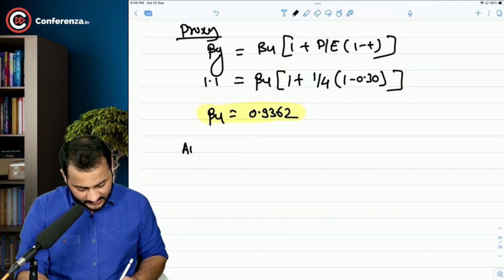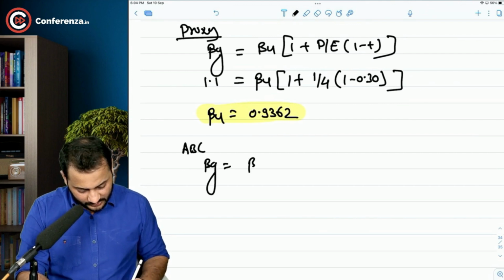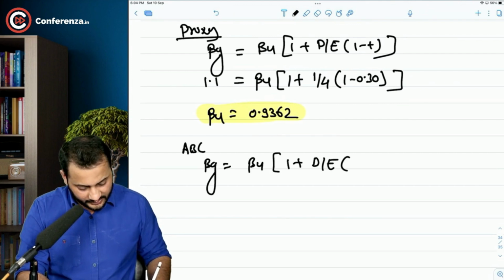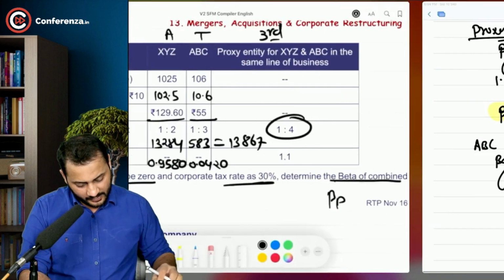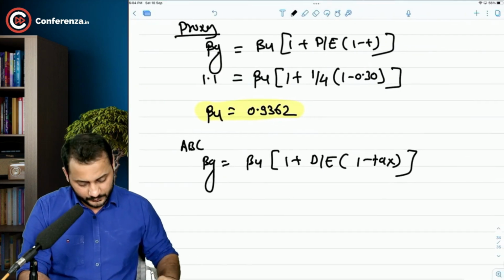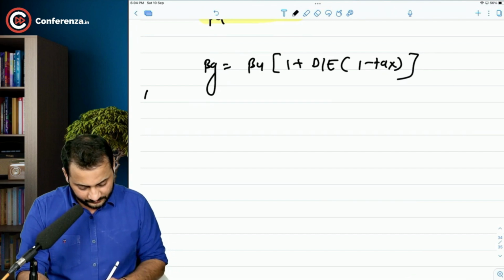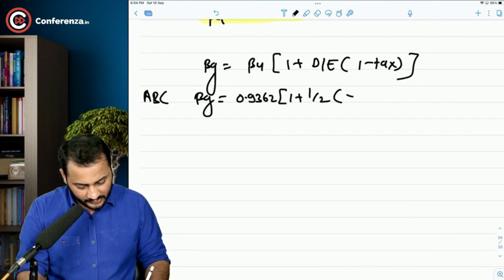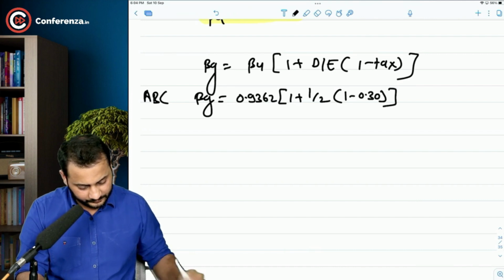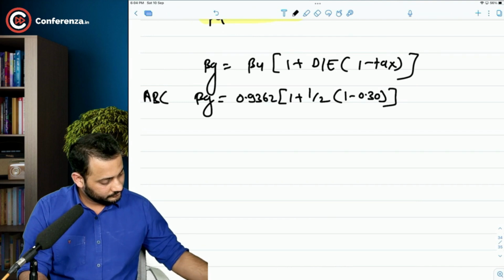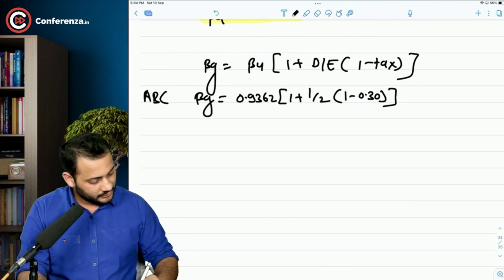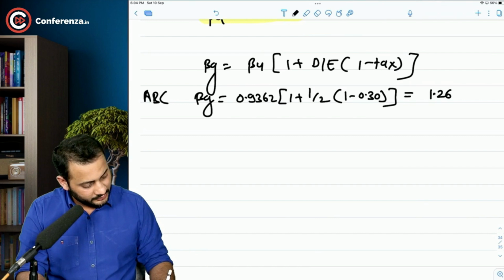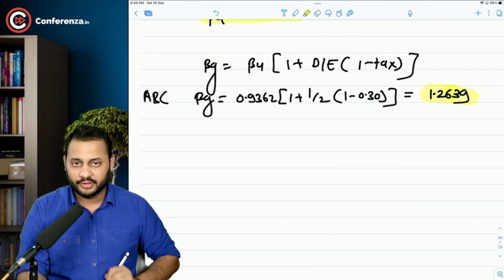Now ABC, geared beta is equal to ungeared beta times 1 plus debt equity times 1 minus tax. So what is the debt equity of ABC? It's 1:2. So I will just write down this for ABC, 0.9362, 1 by 1:2 and 1 minus 0.30. This comes to 1.2639. This is what we are going to use.